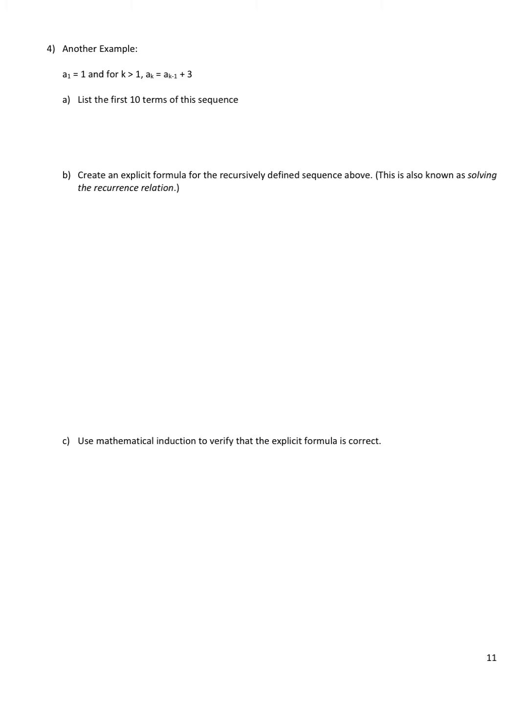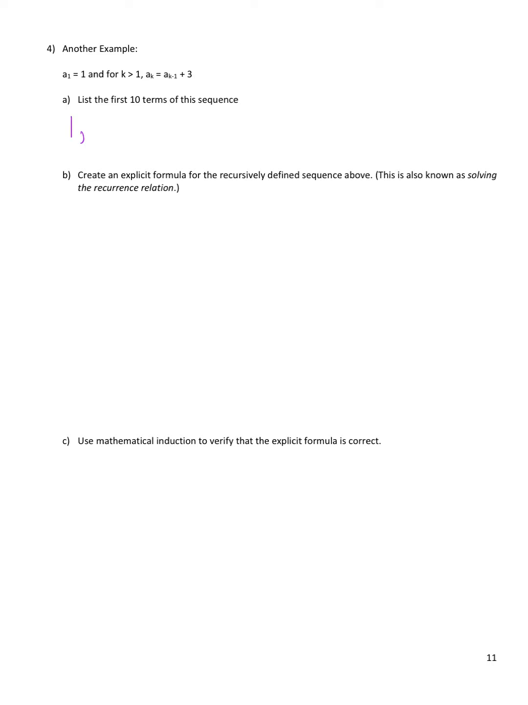Here's another example. I'm giving you the first element in the list is a 1. And then for all k's bigger than 1, you calculate a sub k by looking at the previous number in the list and adding 3. So this says calculate any number in the list, the kth number, by looking at the number right before it and adding 3. So my first number in the list is a 1.